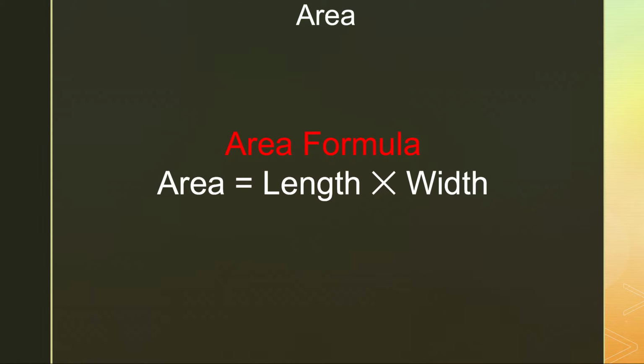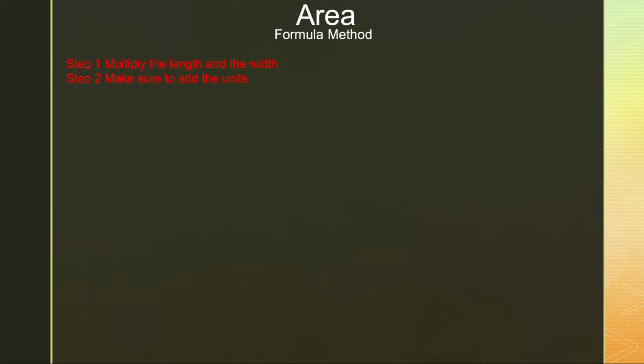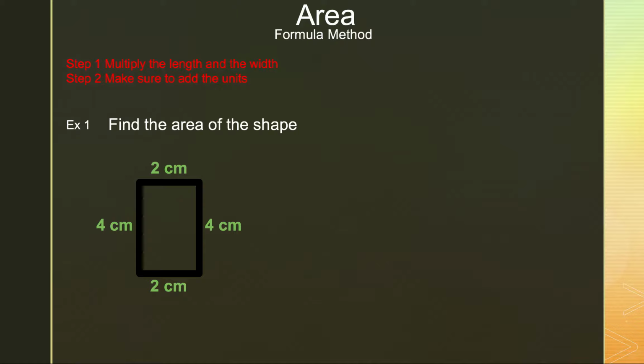So let's go ahead and talk about the area formula, which is length times width. And we're going to use that for each one of these examples that you see in the next few seconds. So let's go ahead and talk about the steps. Step 1, multiply the length and the width. Step 2, make sure to add the units at the end. Now let's take a look at this first example.